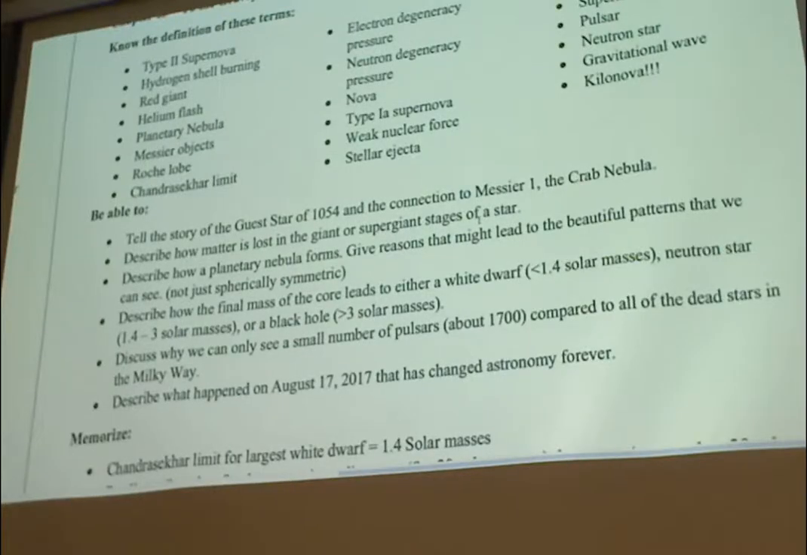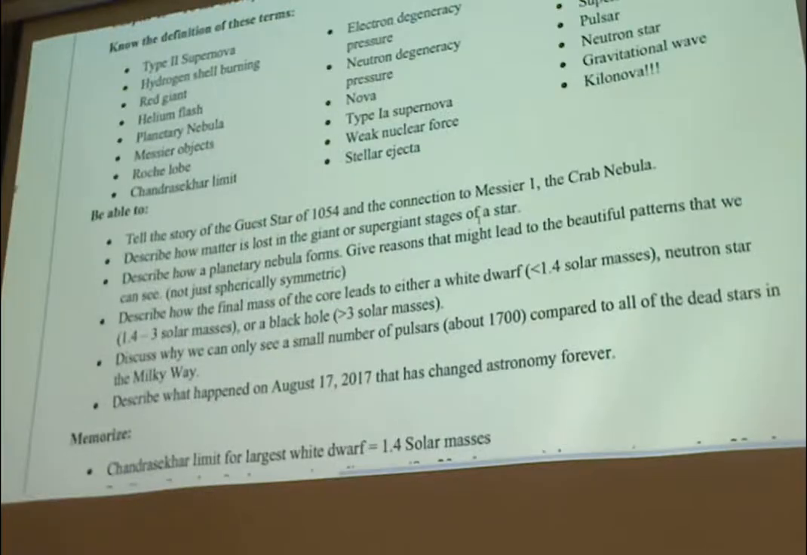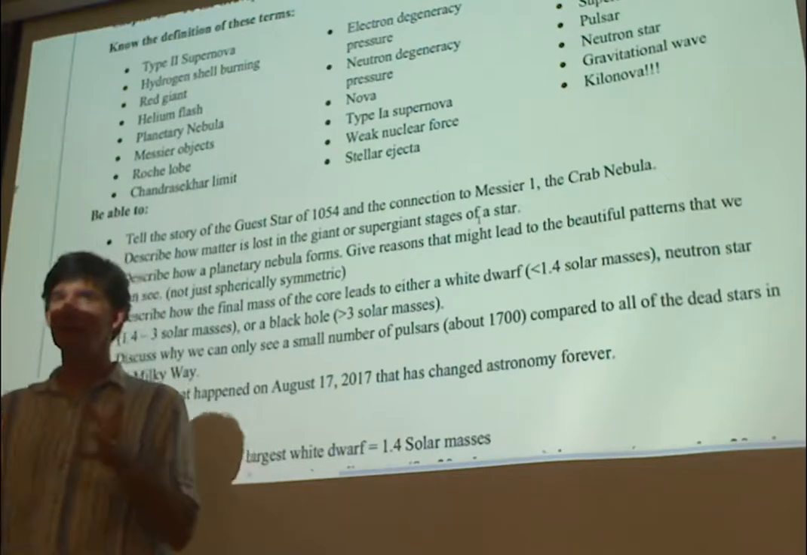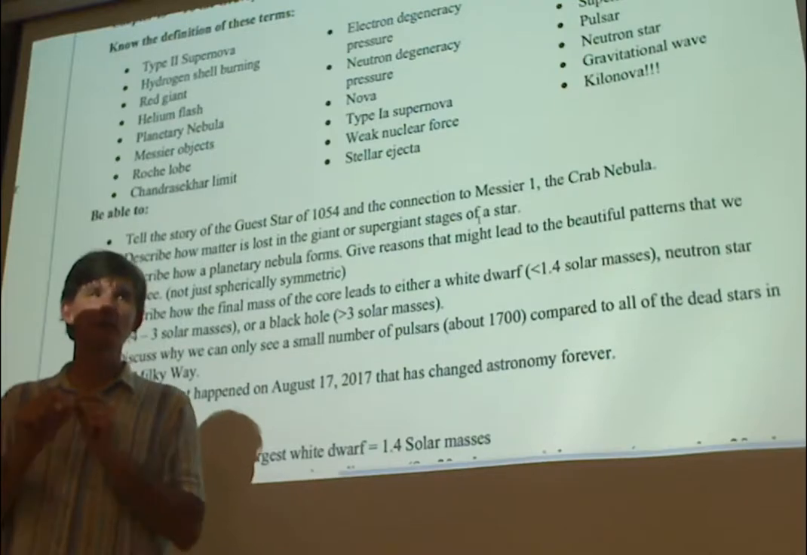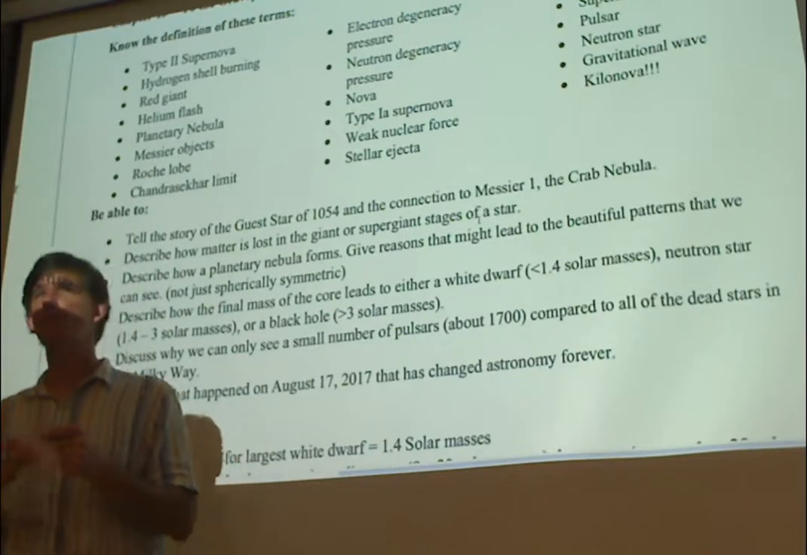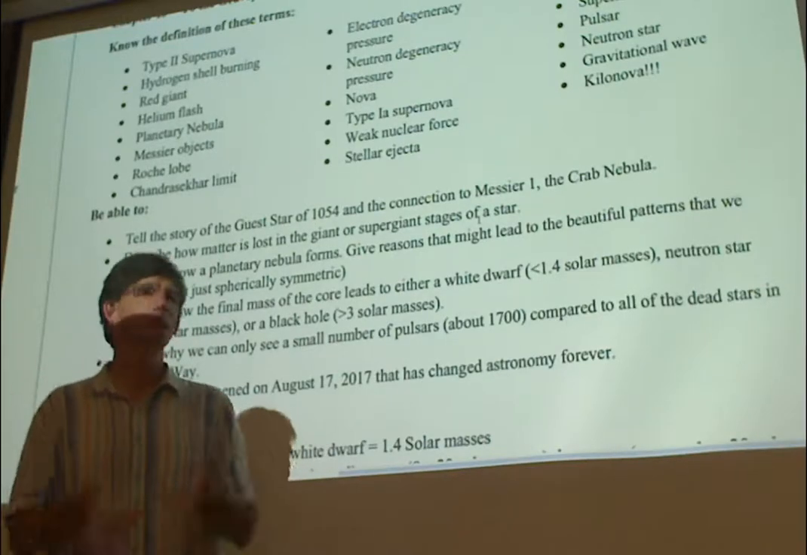So Subrahmanyan Chandrasekhar was an Indian astronomer, astrophysicist, who was studying something called fermions. He was studying electrons and the quantum physics behind electrons. And he discovered something really interesting. It has to do with, you may not know this, but electrons inside of an atom, no two electrons can be the same. No two electrons can have the same set of quantum numbers. We don't cover this in this class, but they have to be unique. Okay, that's enough to say that.